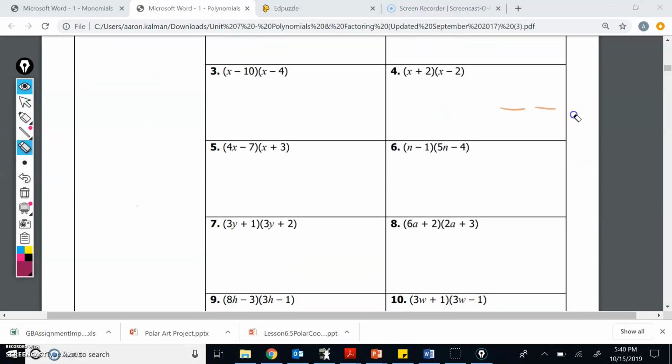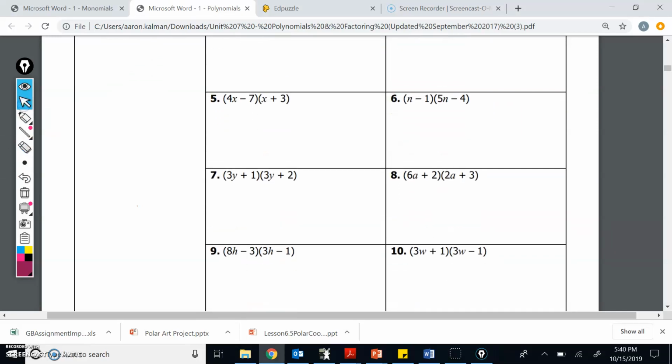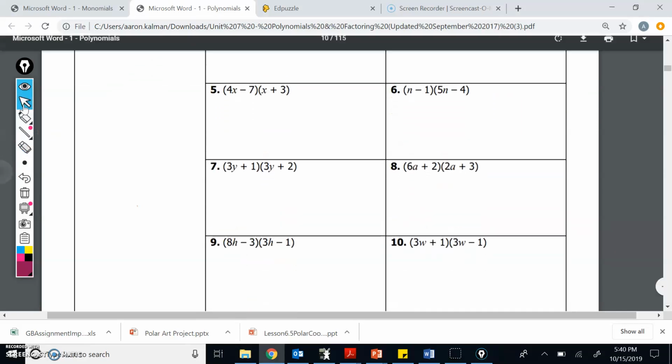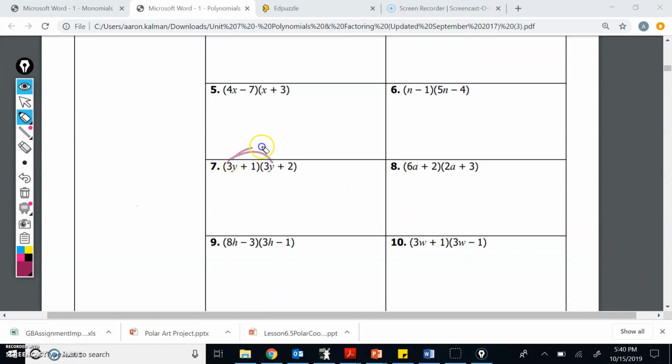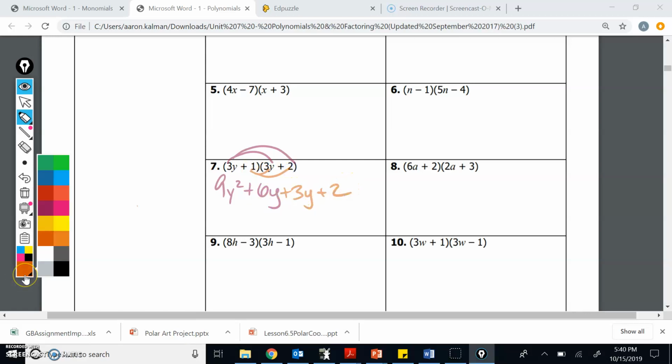Let's look at number 7. Number 7, we have double distribution. Let's distribute the 3y first. 3y times 3y is 9y squared. 3y times 2 is 6y. Then in another color, I'm going to show you 1 times 3y and then 1 times 2. Lastly, combining like terms, 6y and 3y make 9y, and everything else stays the same in standard form. Again, be careful with your negatives or positives, and you're combining like terms in the end.